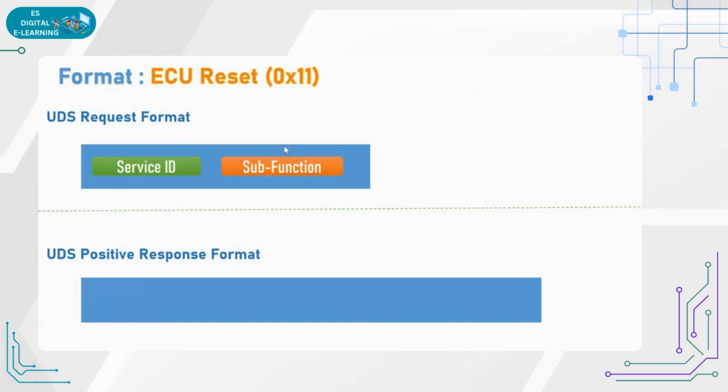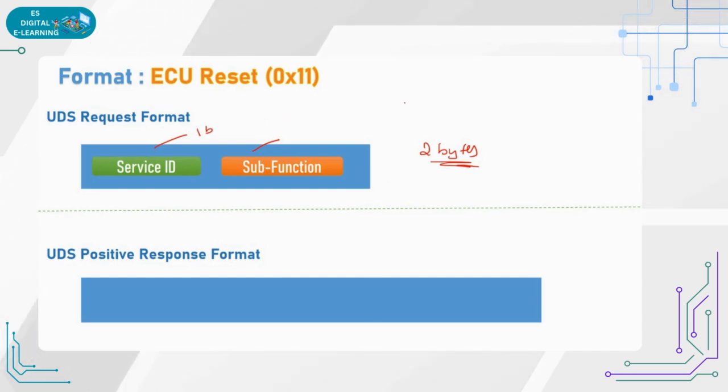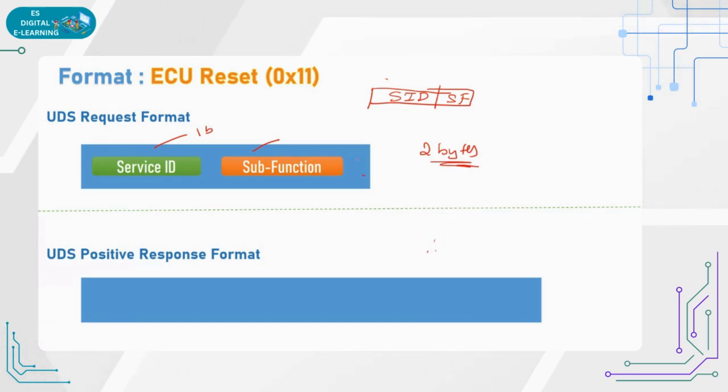Whatever format we are sending, it has 1 byte here and the next byte. So totally the request should be 2 bytes. 1 byte contains the service ID, another byte contains a sub function. You can write down the UDS request format. The request format will be service ID, SID, plus sub function. You can write it down like this in the box. So this is a valid request format.